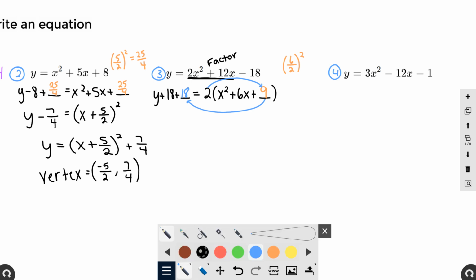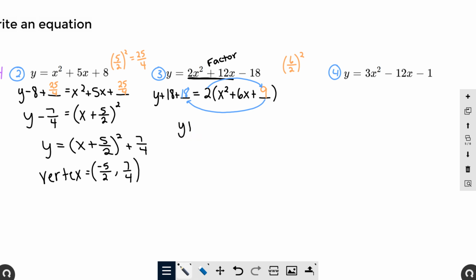Okay, now let's combine those like terms together. So 18 and 18 make 36. On this right side, we're going to have a 2. The 2 is still going to stay outside, and then we're going to have something squared. What's going to be in that something? X plus 3. That's right. The square root of 9 is 3. Half of 6 is 3. So you're just looking inside the parenthesis.